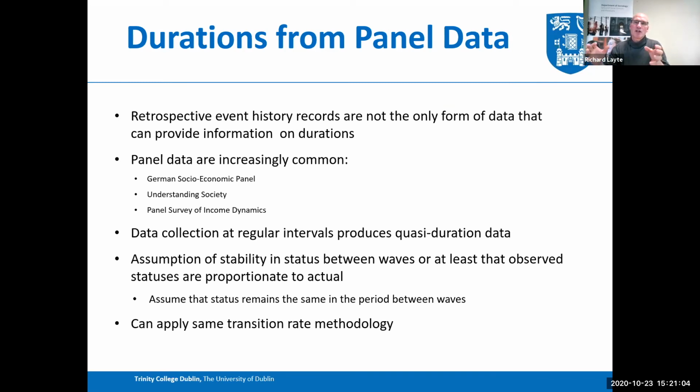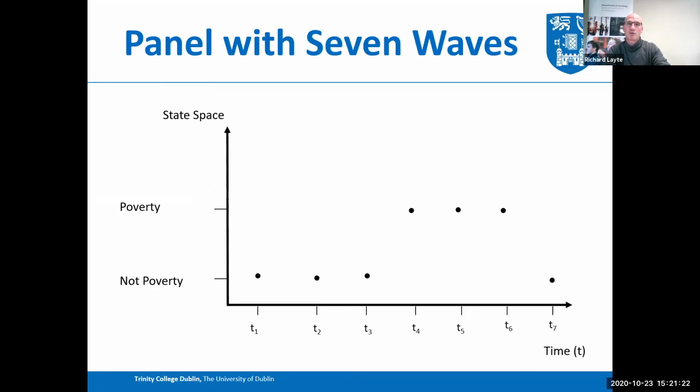They give you a measure of the duration of spells, but you have to make a few assumptions to make this work. If you do this and make these assumptions, you can then apply some of those duration rate models that I've just been talking about. So for example, here's a panel with 7 waves, just a notional panel. I've got 2 states here, a 2-state space: people who are not in poverty and people who are in poverty. And you can see that this is one person.